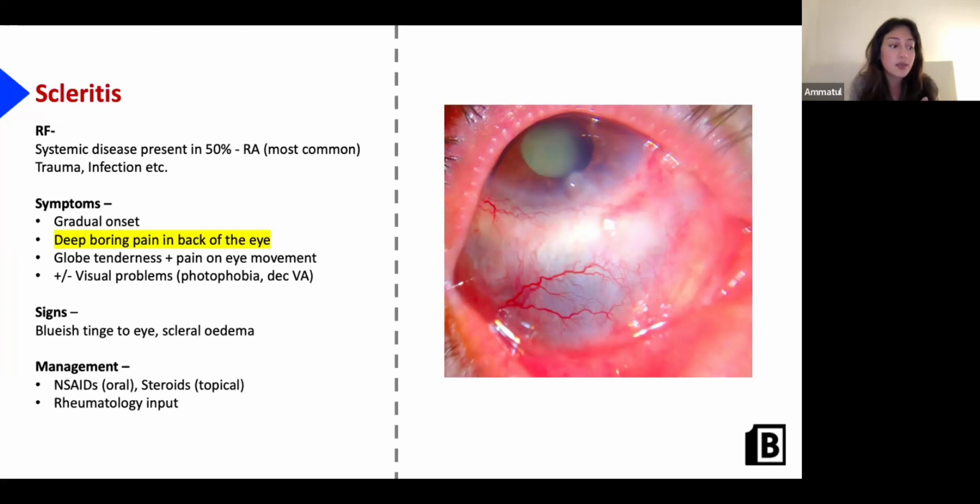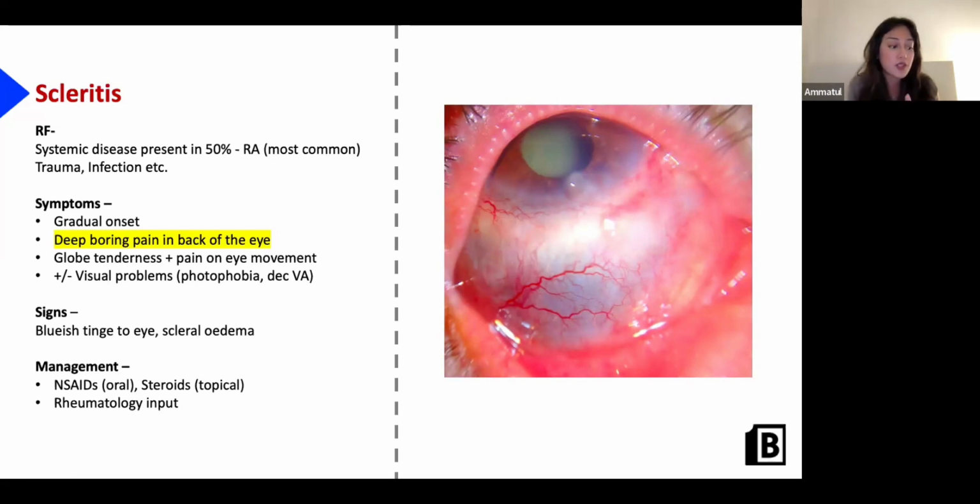The onset is typically gradual and it can range from days to weeks, and it's usually accompanied by deep, severe eye pain. There might be tenderness of the globe, and there may also be pain on movement of the eye. A bluish tinge is often seen, like you can see there, on scleritis, along with scleroedema.